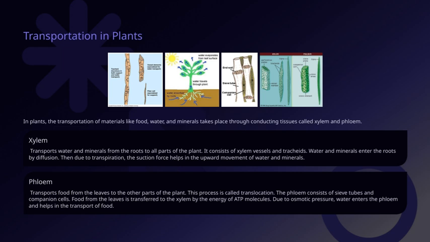So, in summary, both the phloem and xylem are vital conducting tissues that work together to ensure the plant gets the food, water, and minerals it needs to grow and thrive. This intricate system of transportation is a fundamental part of how plants function and sustain life.